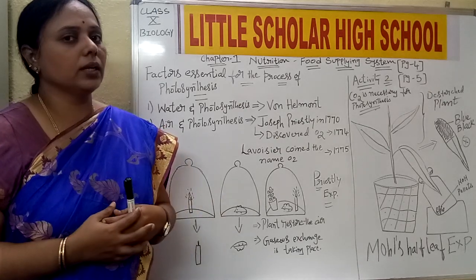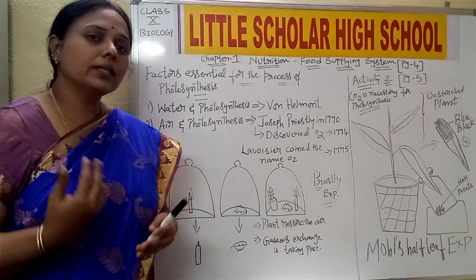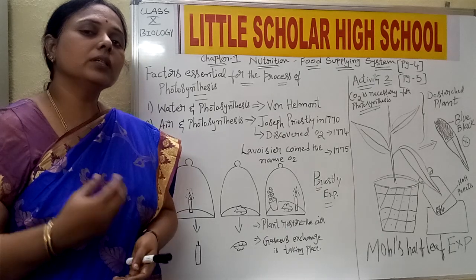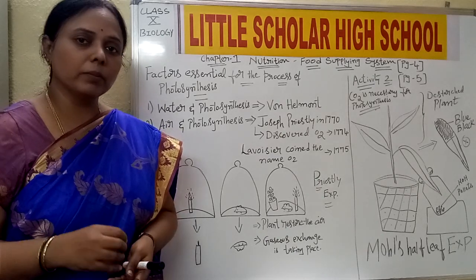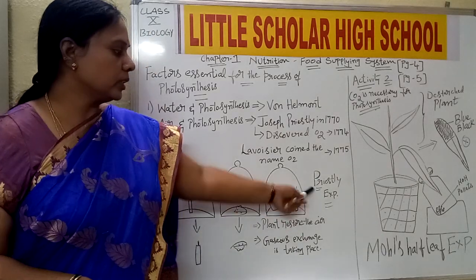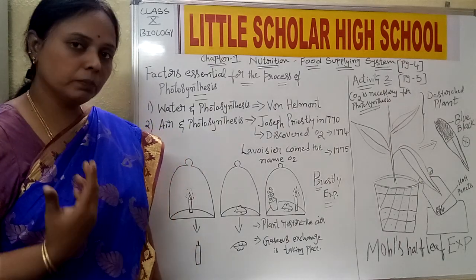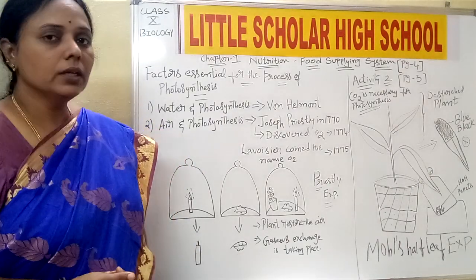gaseous exchange is taking place, and we know that gaseous exchange takes place through stomata and some other tissues which are present on the stem and the root. So this is Priestley's experiment to show the role of air in the plant, or in the process of photosynthesis.